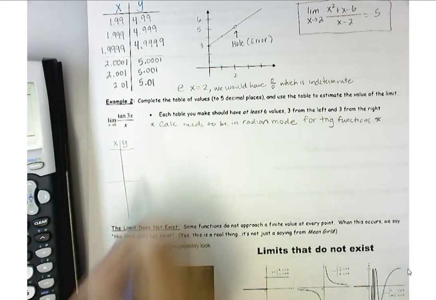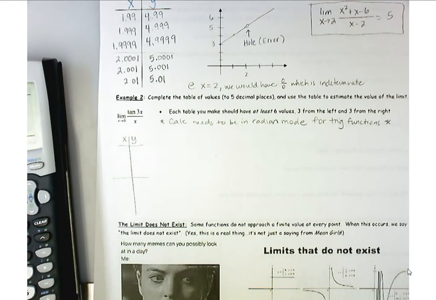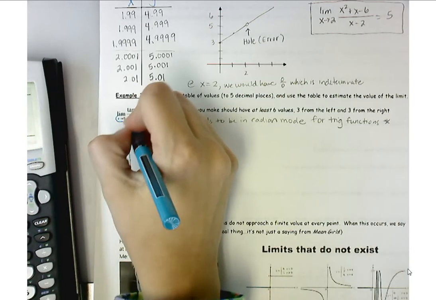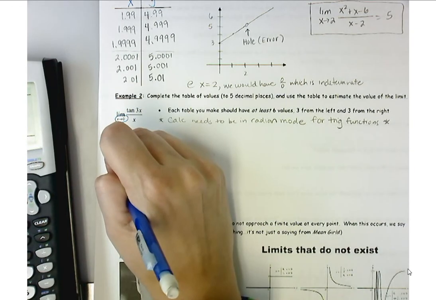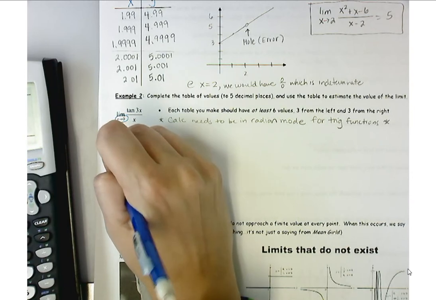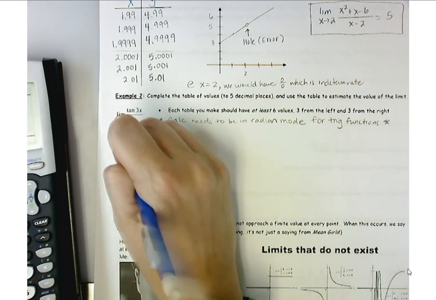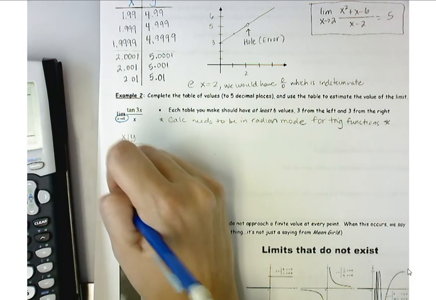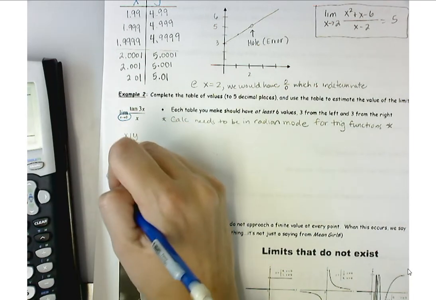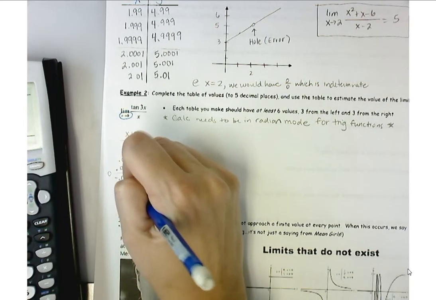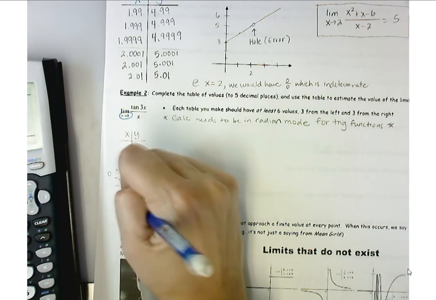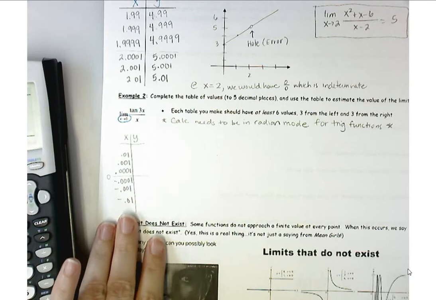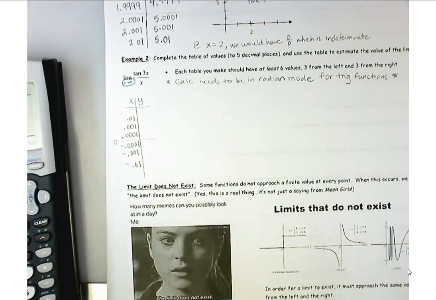Alright, now this one, the value that x is approaching is 0. Okay, so you want numbers to the left and to the right of 0. So I could use 0.0001, 0.001, 0.01, and then on the other side of 0 are what kind of numbers? Negatives. Right? And then these are just some examples of different values that you could use for that.